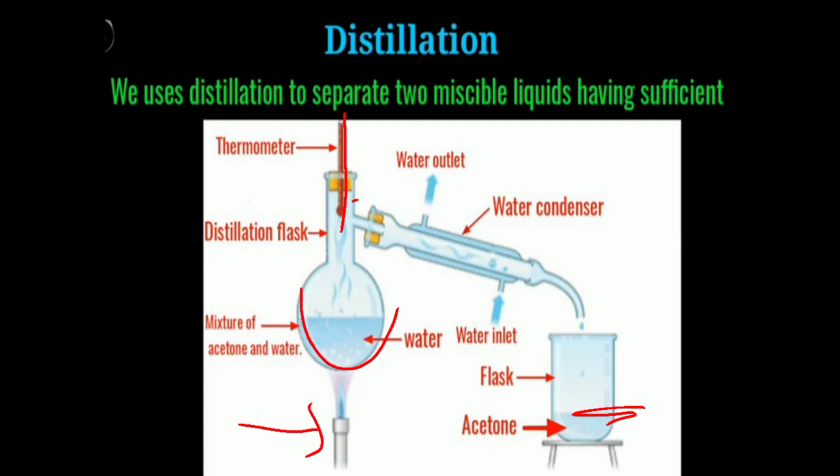Then the water is left behind in the distillation flask, because the acetone vaporizes and we can collect it at the condenser outlet. That is this acetone, here it is collected. This is the outlet. And the water will remain in the distillation flask itself. So this way we can separate acetone from water. The method is called distillation.